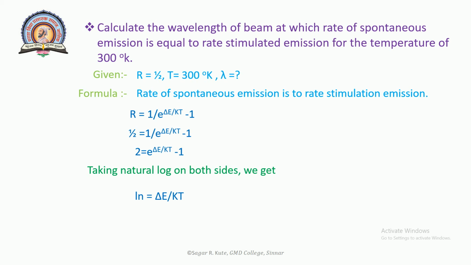ln2 is equal to delta E upon kT. The value of ln2 is 0.693 is equal to hc upon lambda kT. Now this lambda is on this side and this value goes to the left side. Lambda is equal to hc upon 0.693 into kT. Put this value in this equation.